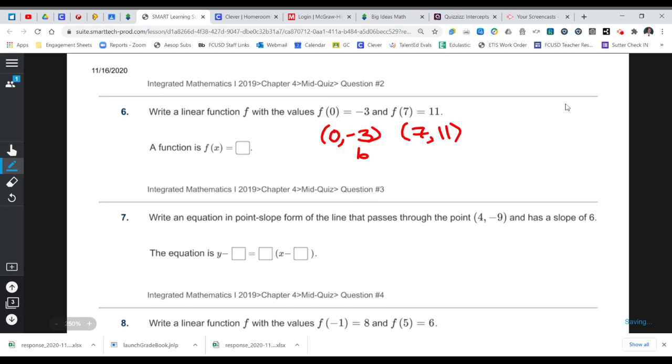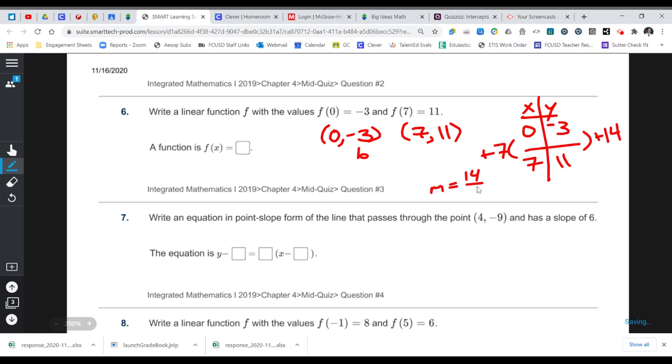All right, the other coordinate they gave us was 7, 11. And so how are we going to solve it? Well, we're going to do mx plus b. First, I'm going to find m. So that is adding 14, and that is adding 7. M is equal to 14 over 7. Now I could simplify that to 2 over 1, or just the number 2. I'm going to go ahead and leave it as 2.